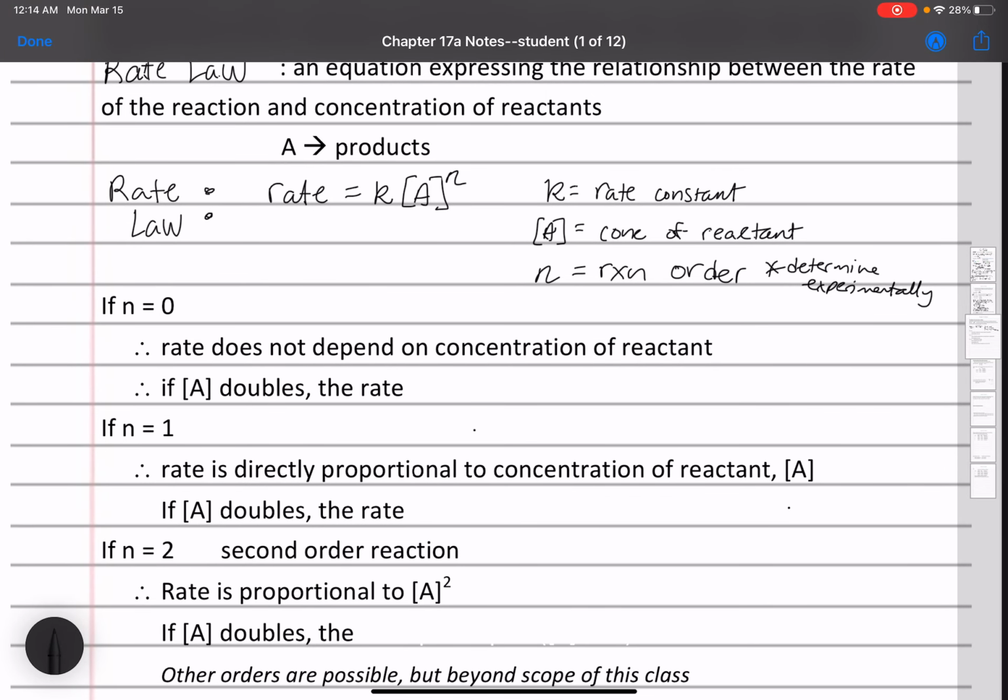Okay, so if that N equals 0, then that means that this is a 0 order reaction, which is just a fancy way of saying that the reaction rate does not depend on the concentration of the reactant. It does not matter how much reactant you have, it will happen at the same rate. So in other words, if you double the amount of your reactant, then the rate stays the same.